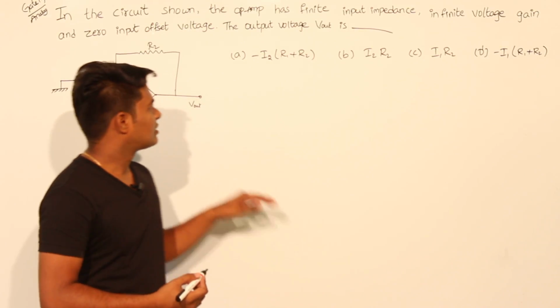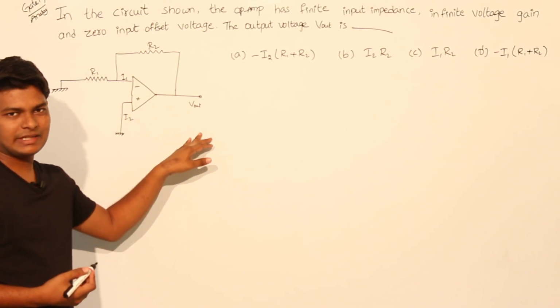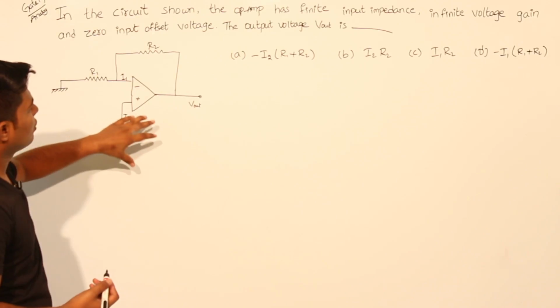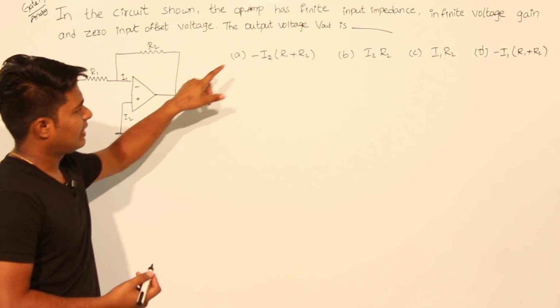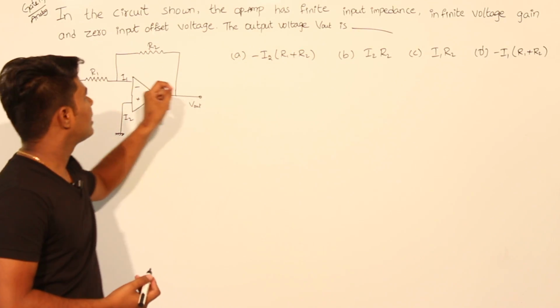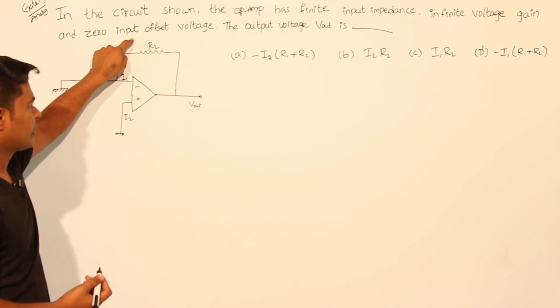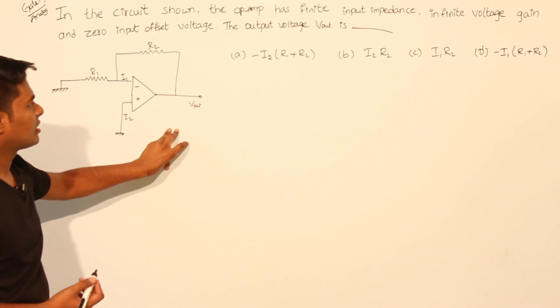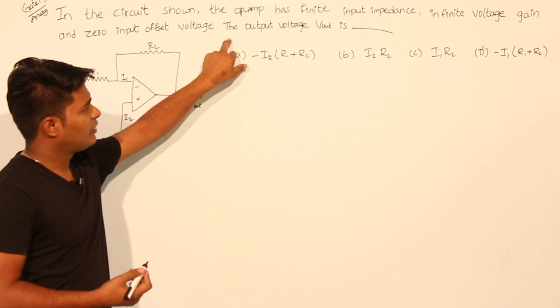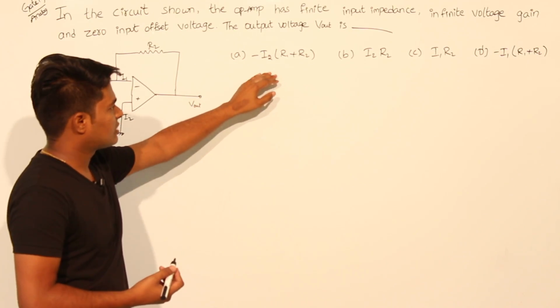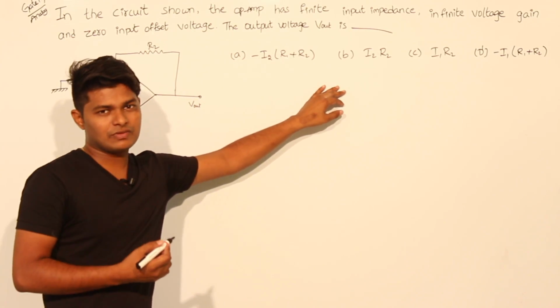Let's see this question. This question was given in GATE 2014 in the subject analog circuits. In the circuit shown here, the op-amp has finite input impedance, infinite voltage gain and zero input offset voltage. Okay, those three parameters are given. The output voltage VOUT is... Here there are four options given, A, B, C, D, out of which one is correct.